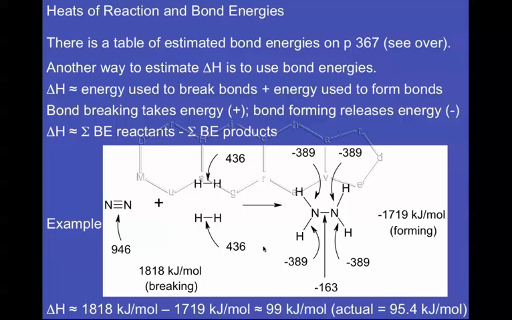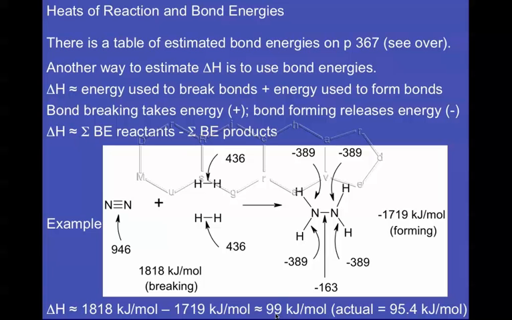So in this instance, what we're doing is we're looking at all these different bond energies, which of course we get off the table. These are all positive values on the table, by the way. I've only made them negative just to show that this energy is being released, because these bonds will be formed on the product side. So the delta H here could be estimated at 1818 kilojoules per mole minus 1719 kilojoules per mole, which comes out to 99 kilojoules per mole.